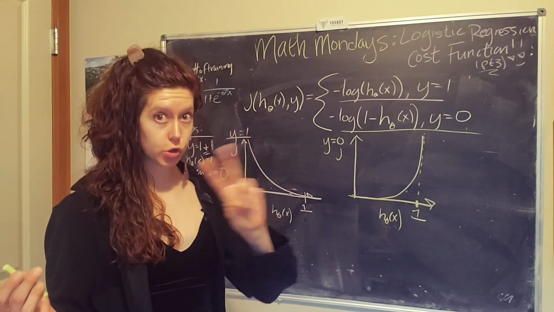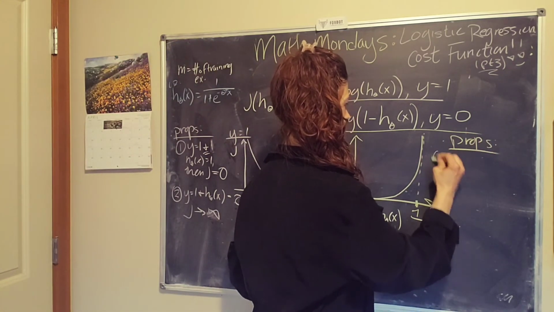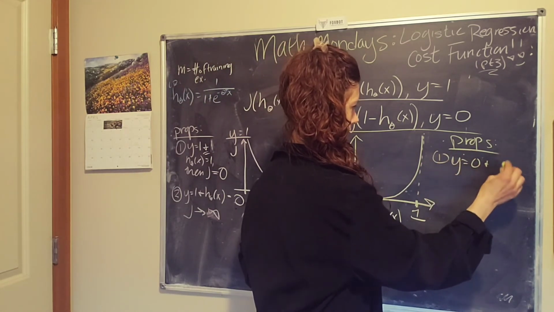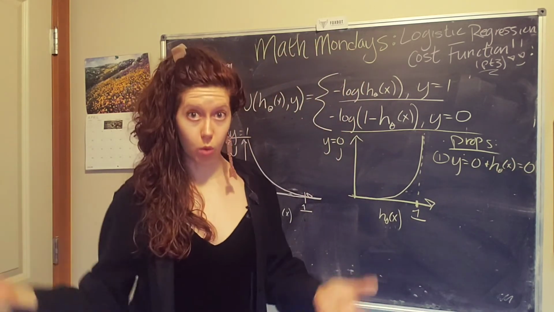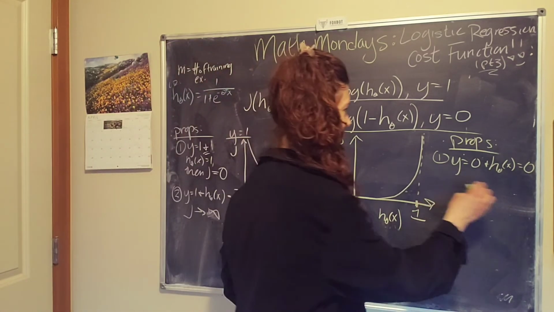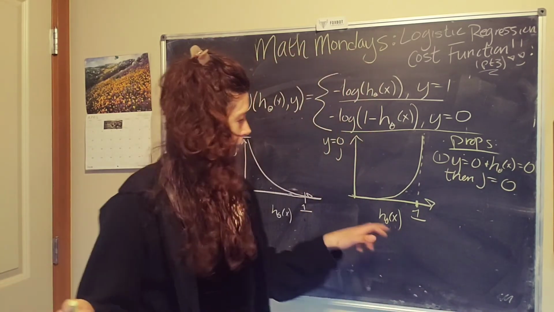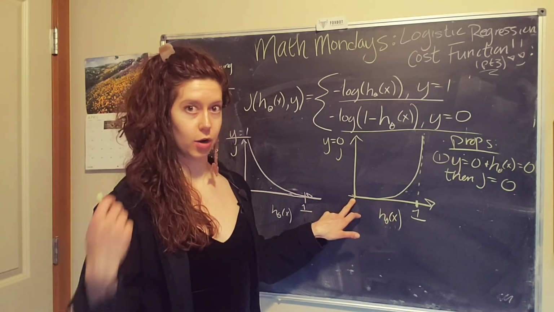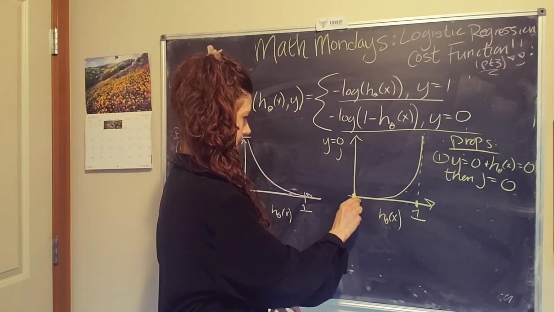So again, 2 key properties. Number 1, if y equals 0 and our hypothesis or our prediction is 0, then we want our cost function to be 0 because our predicted value was accurate. So then J is 0. And if we look on our plot, if y is 0 and our hypothesis function is 0, then our cost function is 0.